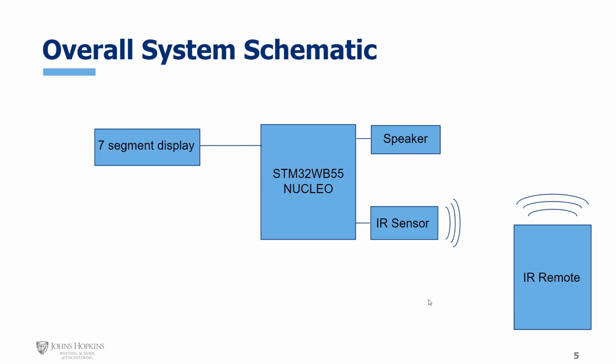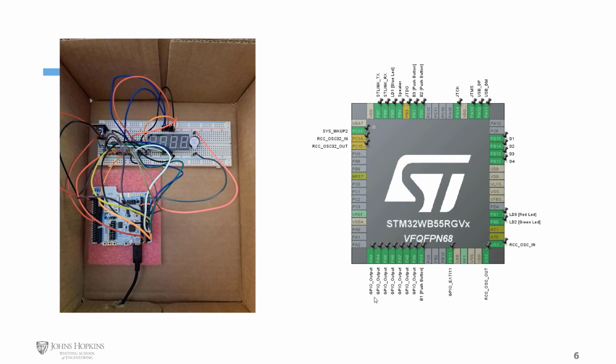So this is just showing you. The IR sensor and the speaker and the segment display are all hardwired to the Nucleo board, and then the IR remote is wirelessly connecting to the IR sensor. So this is just a little picture of what's going on here.